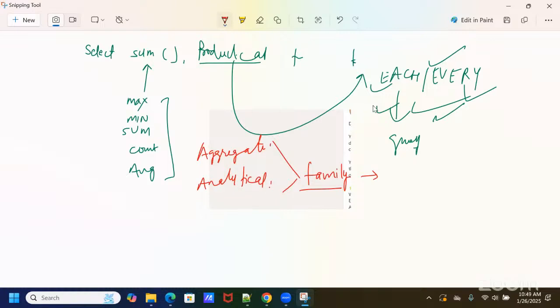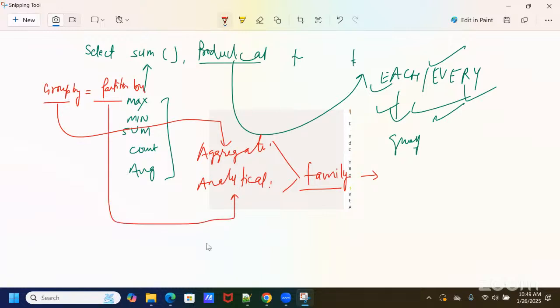Some people say, Vishal, I know group by queries, but I don't know partition by. Group by and partition by are both the same. Group by equals partition by, exactly the same. What is the difference between both? Whenever I'm talking about an aggregate function, use group by. Whenever talking about an analytical function, use partition by. The difference is that group by gives you one row per group. Analytical, partition by, gives you one row per row.